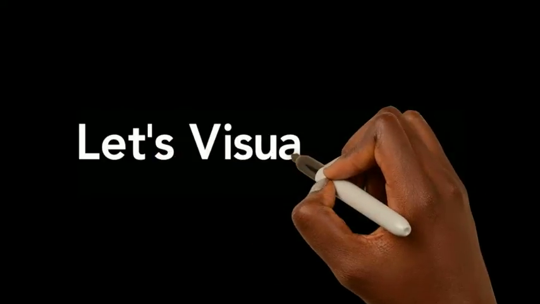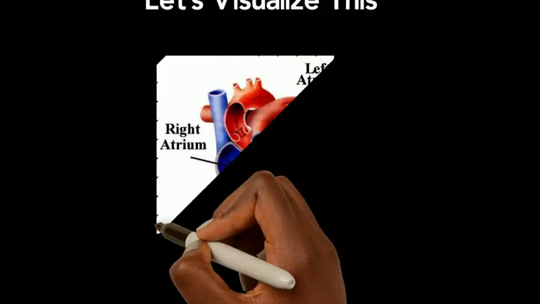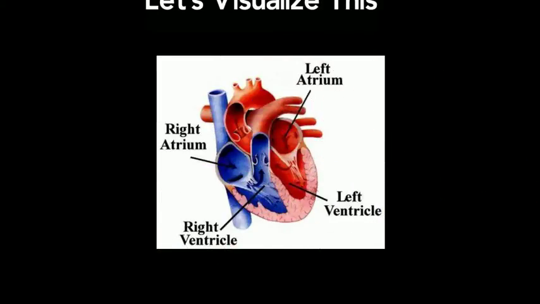So let's visualize this. This is the heart of someone who is healthy. Now take note of the four chambers, the right atrium, the right ventricle, the left atrium, and the left ventricle. And see there's a septum that separates the left and right ventricle, and the pulmonary valve is wide open for blood to flow into the lungs.